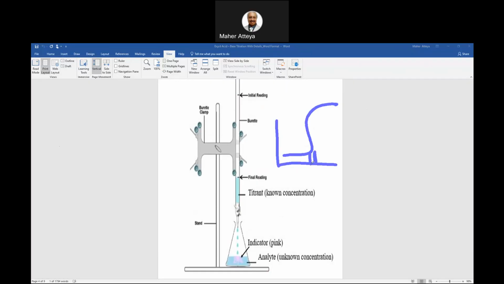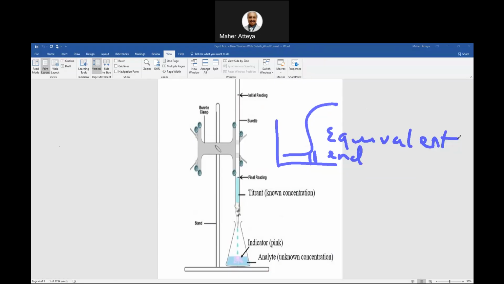So the equivalence point, EQ, and the endpoint, EN. We have equivalence point and endpoint. The difference between them: for the endpoint, you are using what? You are using an indicator. For the equivalence point, you don't have to use an indicator. You don't have to use a color change.